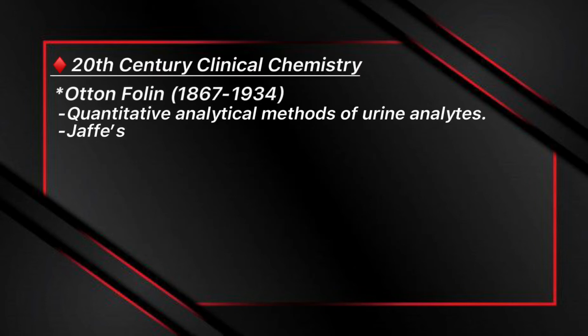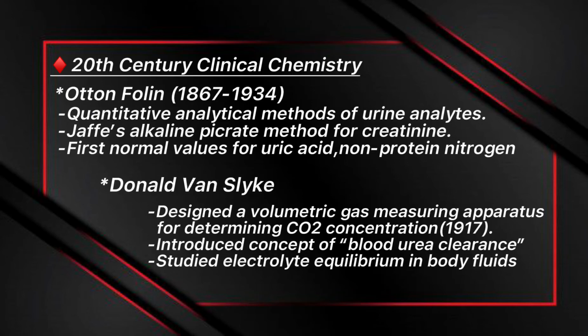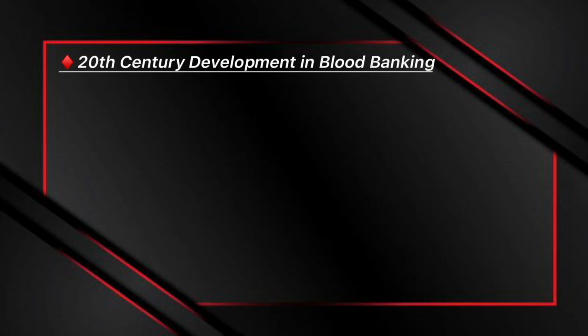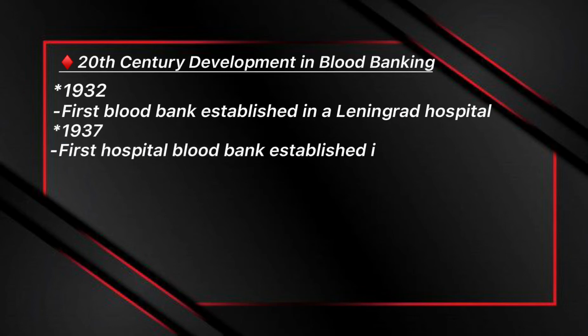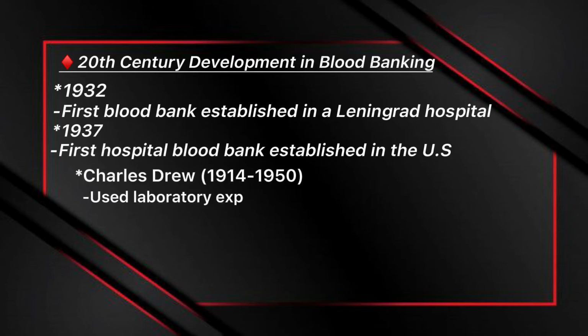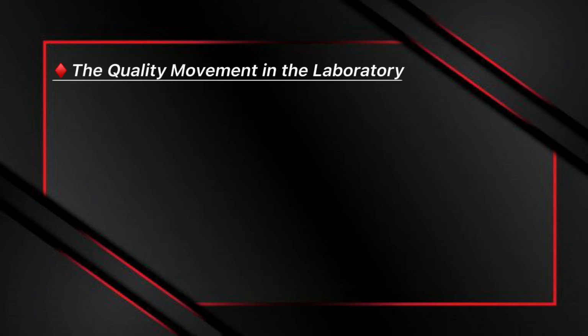20th century clinical chemistry. We have Otto Folin and Donald Van Slyke. 20th century developments in blood banking. In 1932, first blood bank established in a Leningrad hospital. In 1937, first hospital blood bank established in the US. Charles Drew and Karl Landsteiner. Next, we have the quality movement in the laboratory.